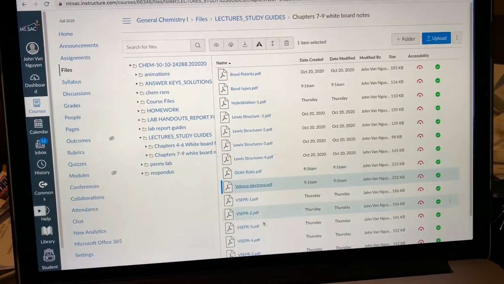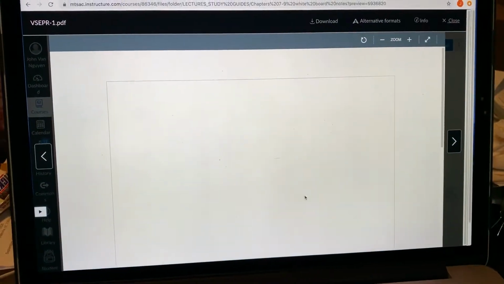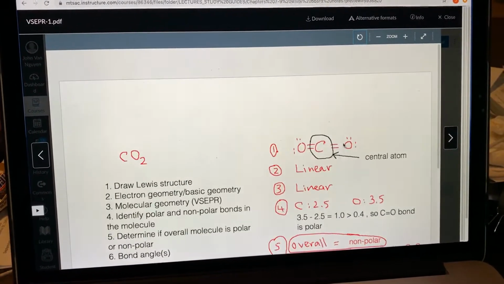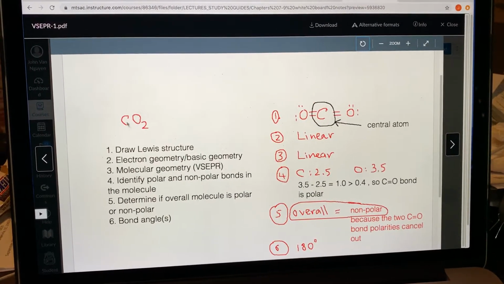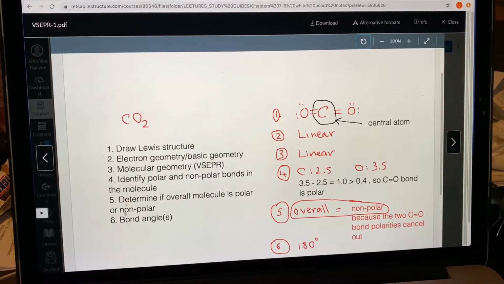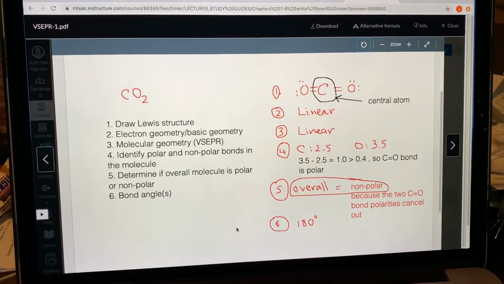Okay, so that's valence electron, and that's very helpful because we need that for Lewis structure. Now, if you remember last time, for every single molecule, you have to do all this stuff. I believe we talked about this last time. Okay, but here they are again.